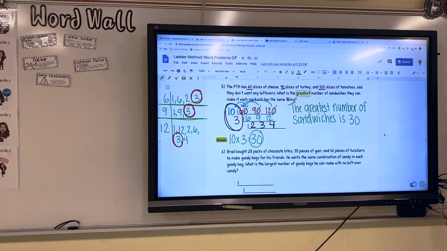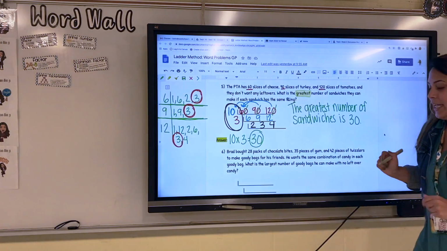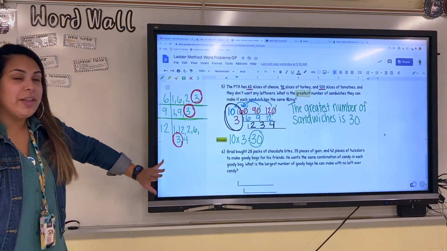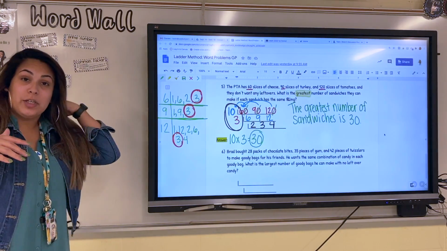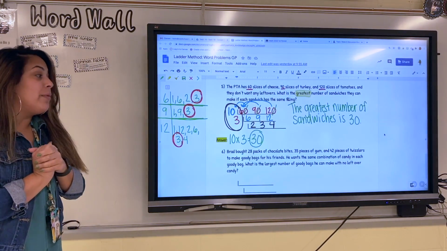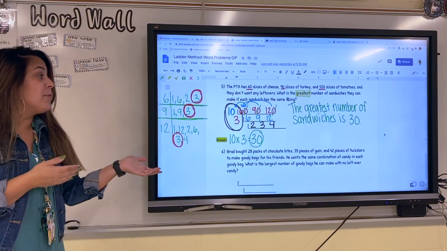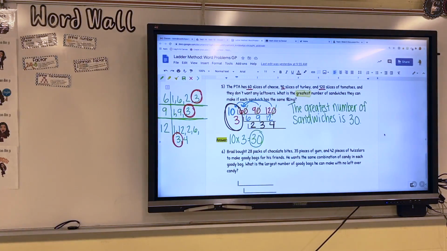All right, we have number 6 to do, and then we will be done with our guided practice. You can already tell if you're looking on your own paper or your own screen, you probably see that number 6 is similar to number 5 a little bit.